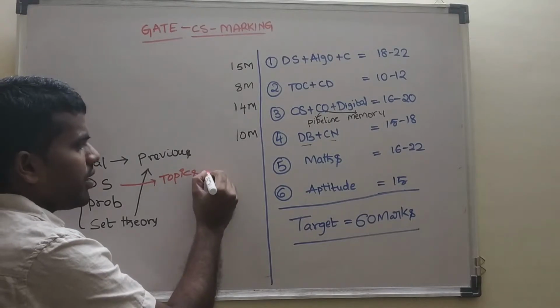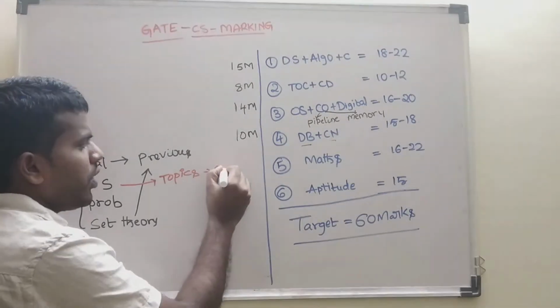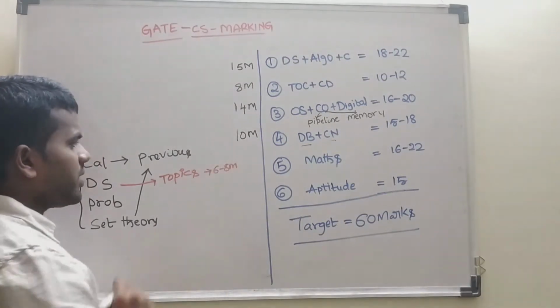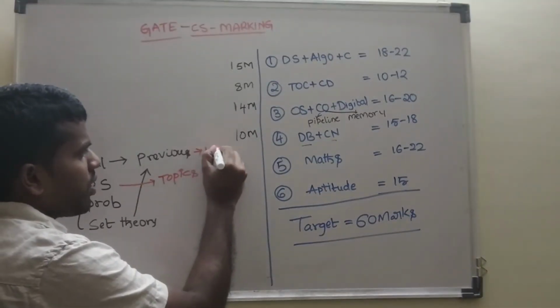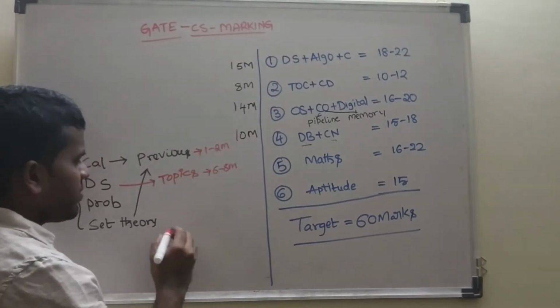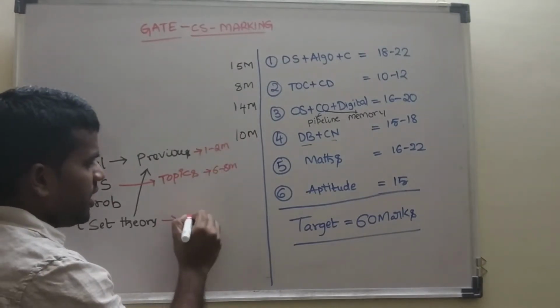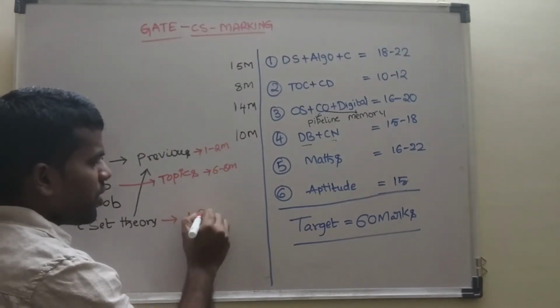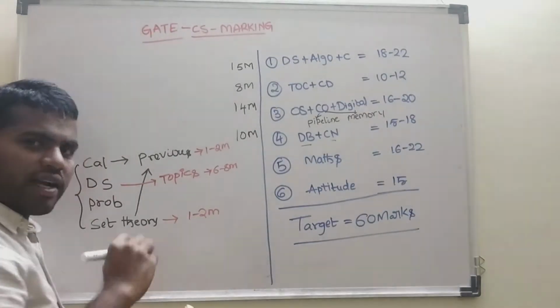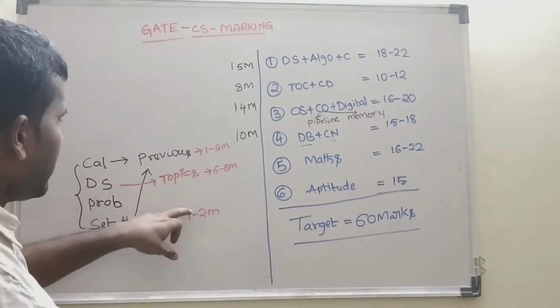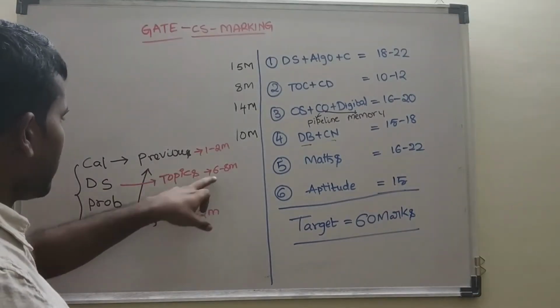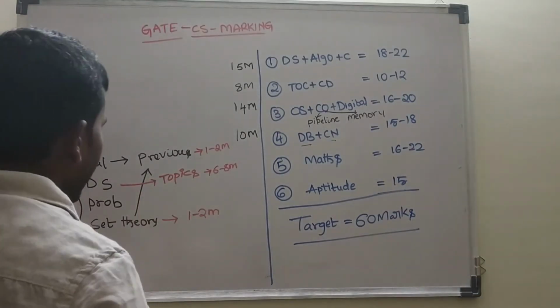So you will get 6 to 8 marks easily if you go by topics. Here you can score 1 to 2 marks easily if you practice only previous papers. Here also same thing, 1 to 2 marks you will score easily if you practice last year questions. Then see, if you combine all these, 6, 7, 8 marks.